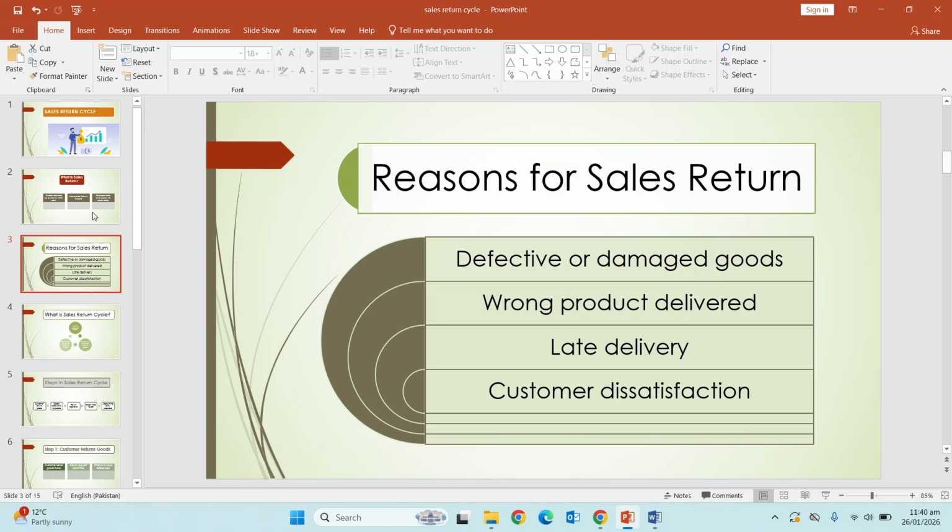Here are the reasons for sale return. There may be many reasons for sale return. For example, the goods may be damaged during the delivery, the wrong product or the wrong quantity may be delivered, the delivery may be late, or the customer may not be satisfied with the quality of the product. And in all these situations, the customer has the right to return the goods.